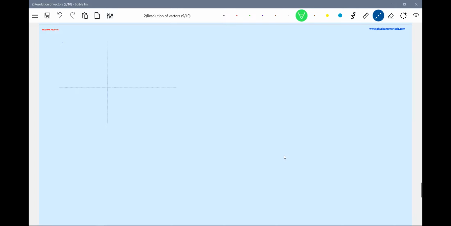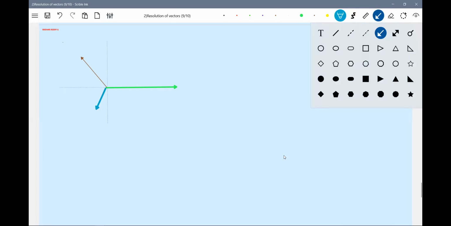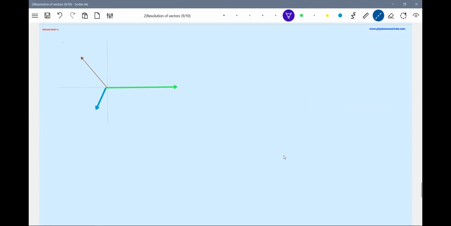Okay, there's a vector A bar, then there is a vector B bar, and we have another vector C bar. I'll ask you to find out the resultant of these three vectors.